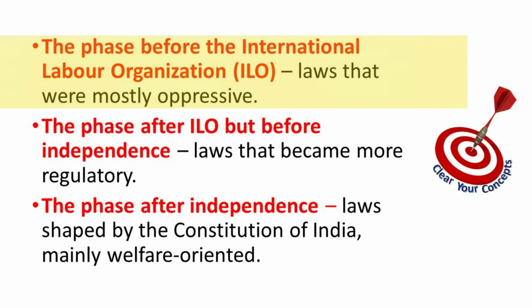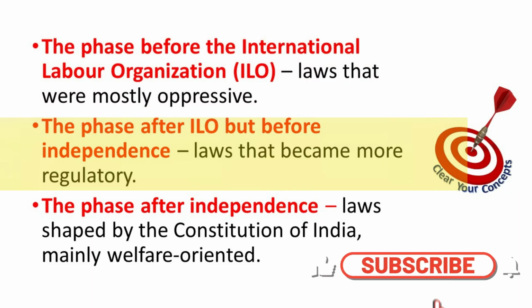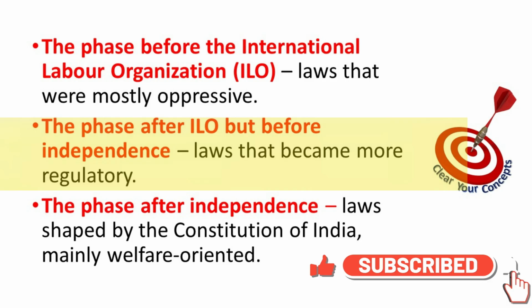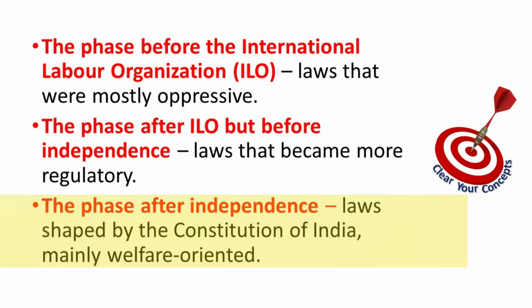The phase before the International Labour Organization, at that time laws were mostly oppressive. The phase after the ILO but before independence, at that time laws became more regulatory. The phase after independence, in this time laws were shaped by the Constitution of India, mainly welfare-oriented.